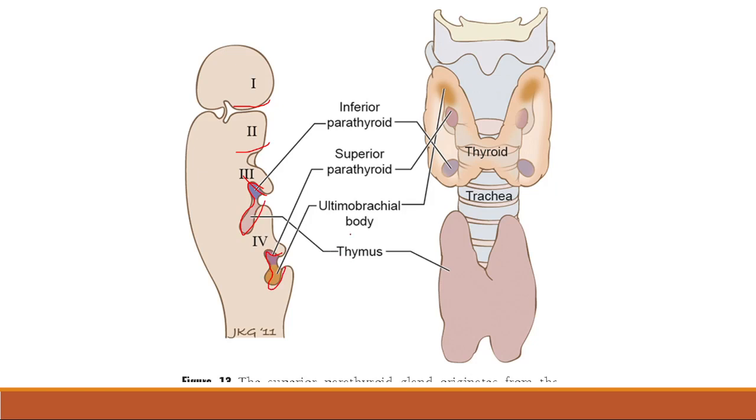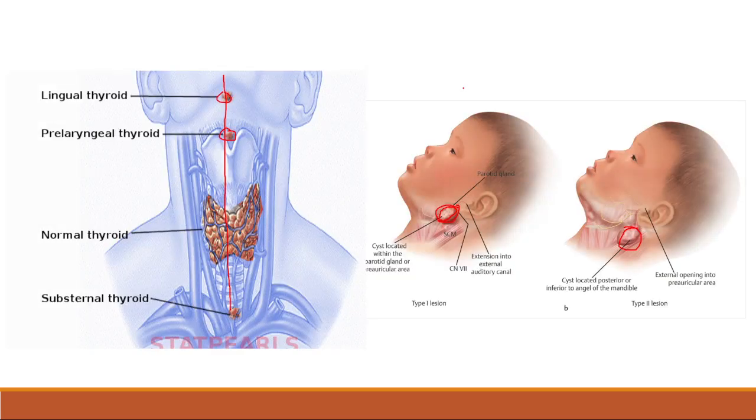So the fourth, you have the ultimobranchial body, which gives rise to the calcitonin secreting cells, or the C cells. So as you know, guys, the thyroid gland secretes both the thyroid hormones, T3 and T4, and also calcitonin by the parafollicular cells, or in other words, C cells.